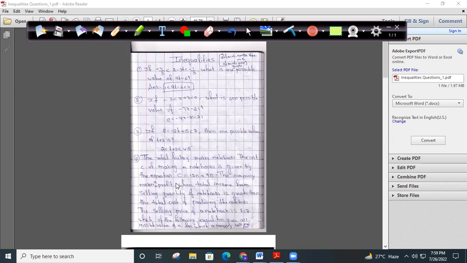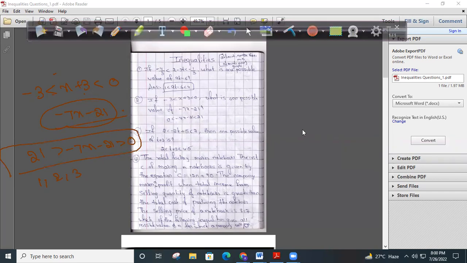Another model that I see in the exam is questions like this, and students don't know how to solve them. Suppose I see -3 is less than x plus 3 is less than 0, and I ask you the value of -7x minus 21. How do I get this from this? Just multiply -7 on both sides. -7 into -3 is 21. Less than becomes greater than. So this becomes -7x minus 21 greater than 0. If they ask for one possible value of -7x minus 21, you can mark any number like 1, 2, 3, 4, 5, whatever number you choose.